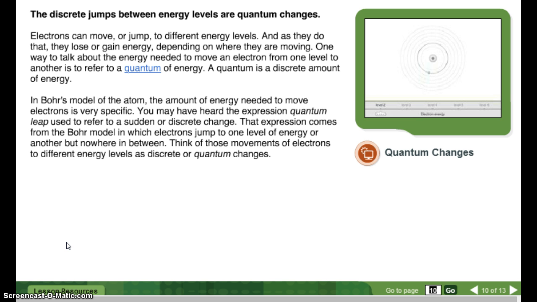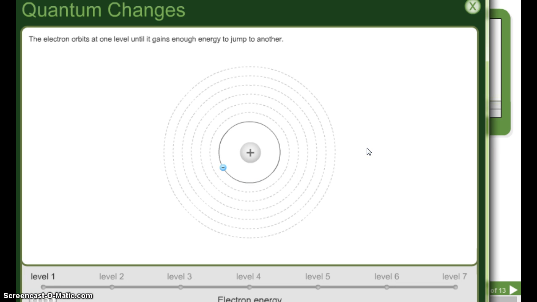You may have heard the expression quantum leap used to refer to a sudden or discrete change. That expression comes from the Bohr model in which electrons jump to one level of energy or another, but nowhere in between. Think of those movements of electrons to different energy levels as discrete or quantum changes.